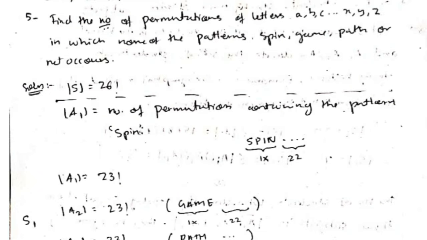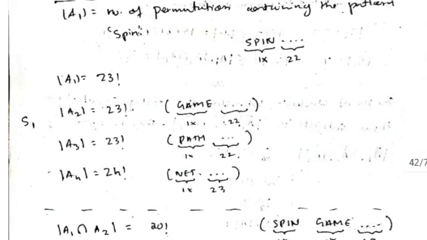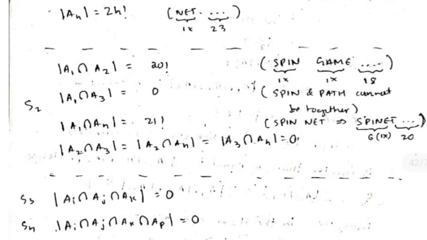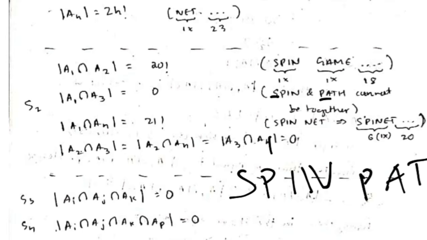Similarly, in this question we have been given the words spin, game, path or net. In this case also you will do the same thing. First find S0, then A1 will be considered for spin, and then S1 will be calculated for the four words, and then for S2 you will consider 2 words at a time. See here, when we consider spin and path together, in spin P is already taken, so we can't form the word path. So total number of ways is 0 here.